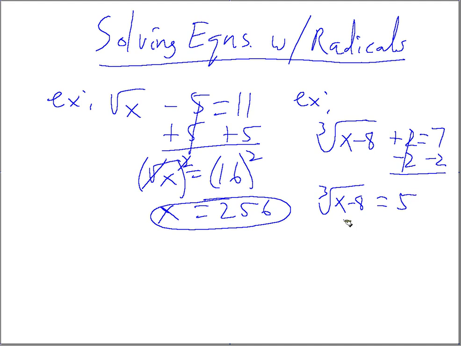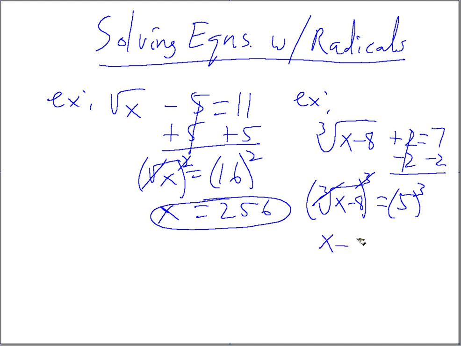And then, how do I get rid of this cube root? Well, to get rid of a square root, we have to square both sides. So to get rid of a cube root, we're going to take it to what? The third power. So the key concept here is, to get rid of a radical, you simply take both sides to the same power as the root index. Root index is 3 for cube root. Take it to the third power to get rid of the cube root.